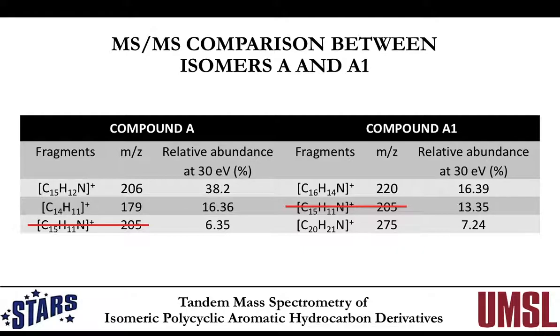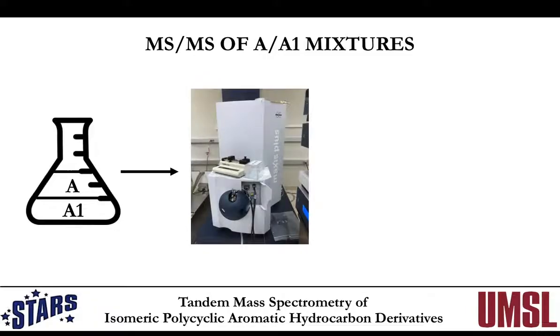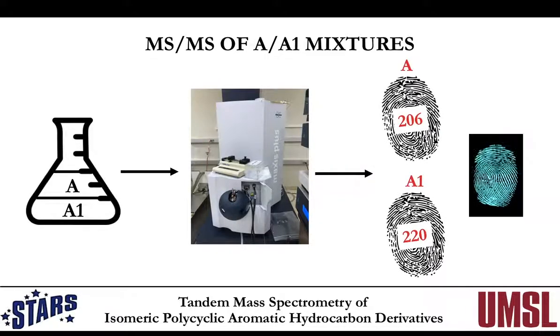I prefer to use the more abundant ones, so I chose mass-to-charge 206 and mass-to-charge 220 to be fingerprints of A and A1, respectively. Then I made mixtures of A and A1 at different proportions and ran the samples through the mass spectrometer to validate if the chosen fingerprints are accurate indicators of A and A1.